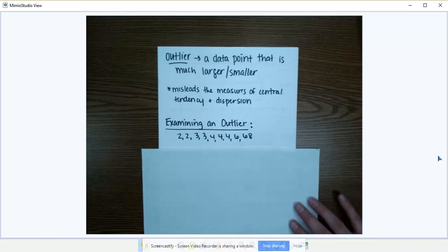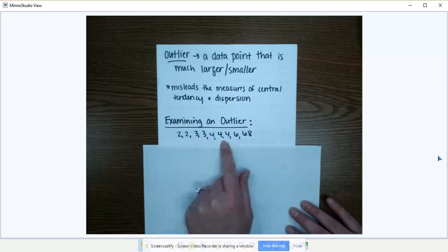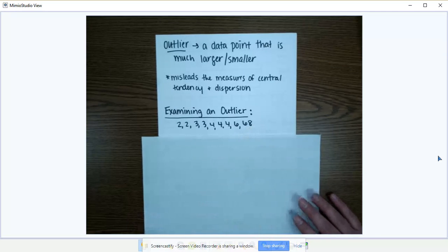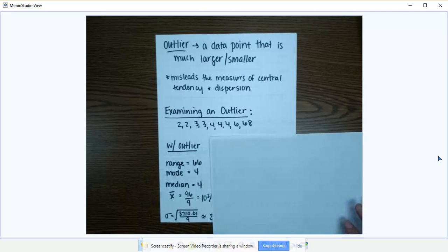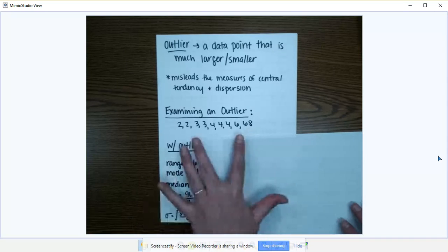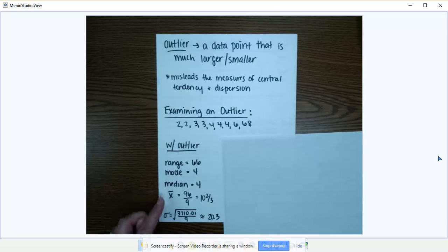So we're going to look at a data set that has an outlier. So we have all these single digit numbers, and then we get up here to 68. Obviously, that's a really large outlier, but I just wanted to show you guys kind of what it does. So if we included our outlier in all of our data, our range would be 66, because 68 minus 2. Our mode is 4. Our median, our middle number, is 4.